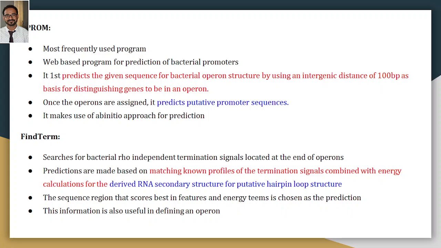You know that it is located at the end of the operon. So when you are going to find the bacterial RHO independent termination signals, you are going to find the operon. You are going to predict the operon. So predictions are made based on matching known profiles of the termination signals, which are combined with the energy calculations for derived RNA secondary structure, for putative hairpin loop structures.